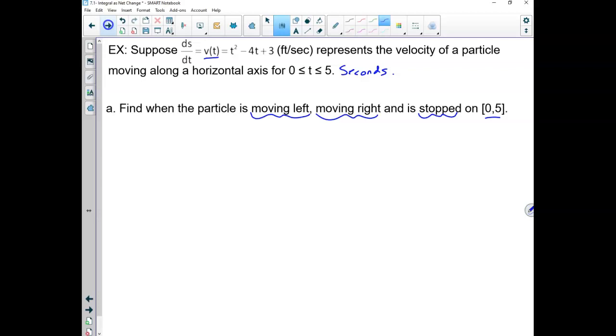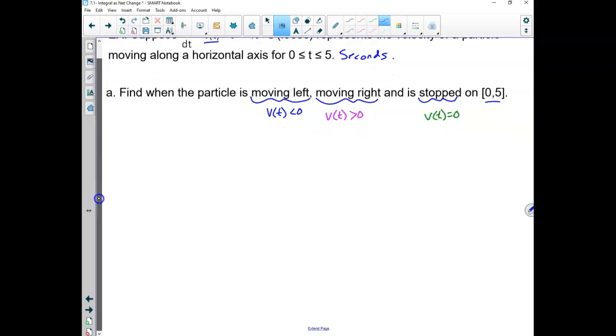Remember, if things are moving to the left, v of t is less than 0, or negative. If it's moving to the right, v of t, or velocity, is greater than 0, or positive. And if it's stopped, v of t is going to equal 0. And when I'm stopped, if my velocity went from positive to negative or negative to positive, I also changed direction. So remember, velocity gives us the direction that something is moving. If it's positive, it's moving to the right. If it's negative, it's moving to the left. If it's 0, it's not moving at all.